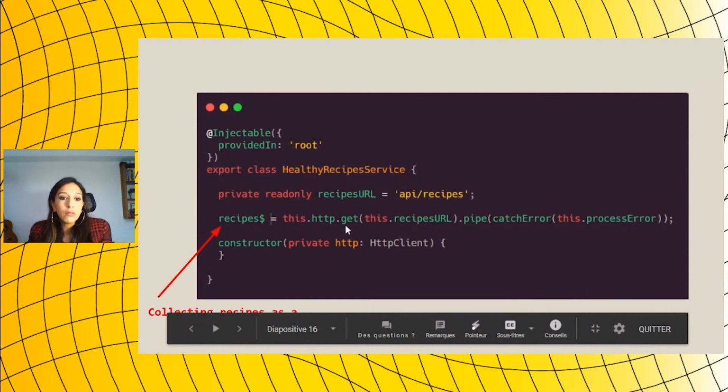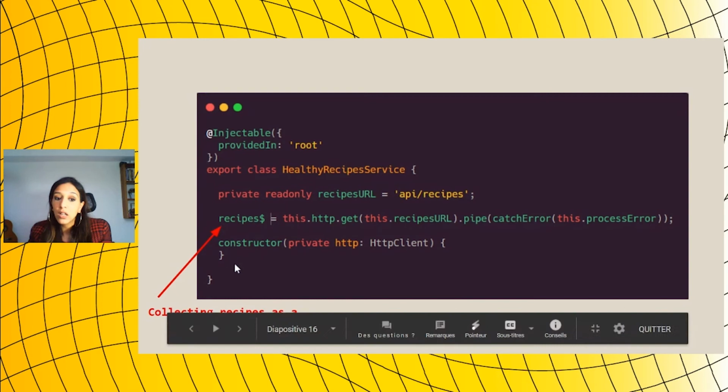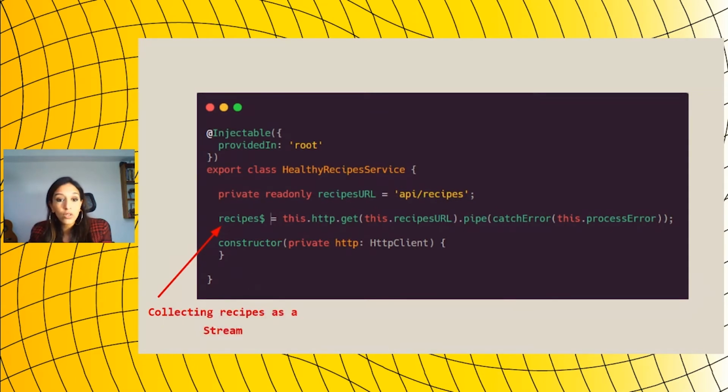Here, instead of just putting the recipes$ as an attribute, you can just put a function and call it. This is what we learned at the beginning when we started with RxJS. But this will not make you able to share this observable stream with other components.